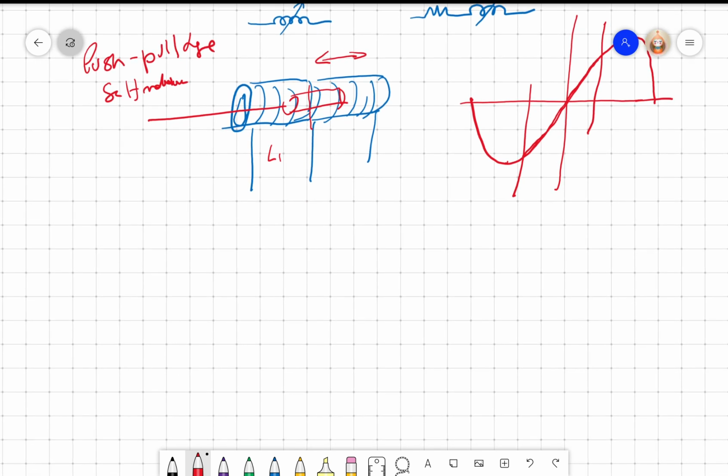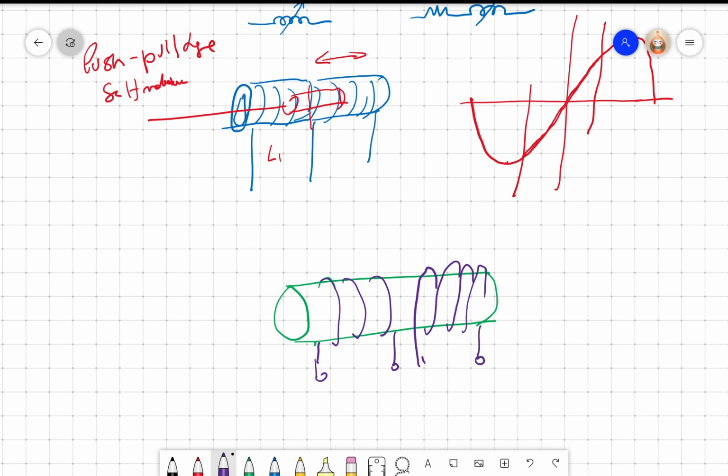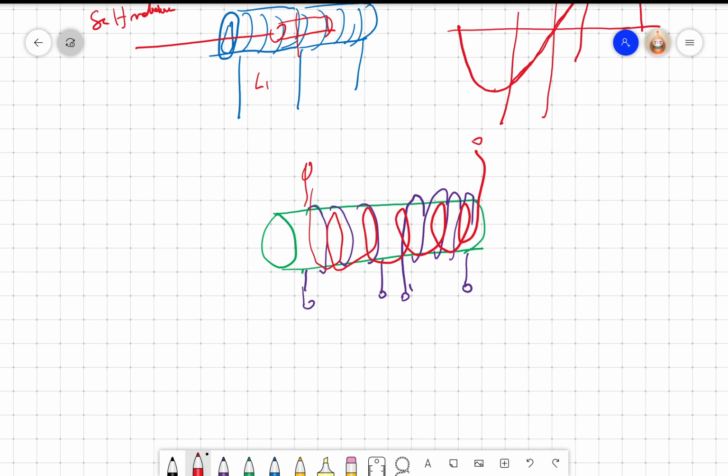But what is really popular is that I have the same two coils. Let's say I have a former. So this is my cylinder. On this cylinder, I wind a coil like this, and another coil, and I wind yet another coil, right? And then I put a plunger inside. So I put a plunger inside and move the plunger in and out.